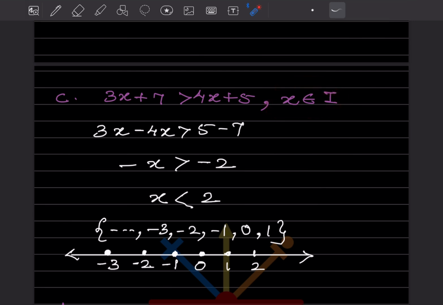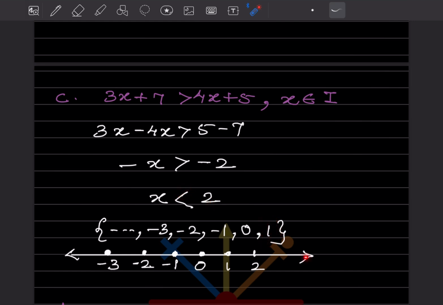So here less than 2 means it will start, less than 2 means it will be 1. So of course 0 will be there, and you are going backwards, minus 1, because we have to write the negative integers as well. So minus 2, minus 3 and so on. But here you cannot extend because it says that less than 2, so there should be 1 over here. This is the important step.